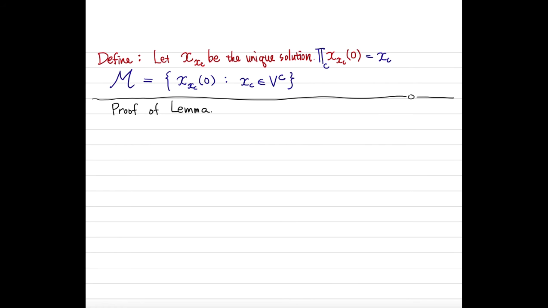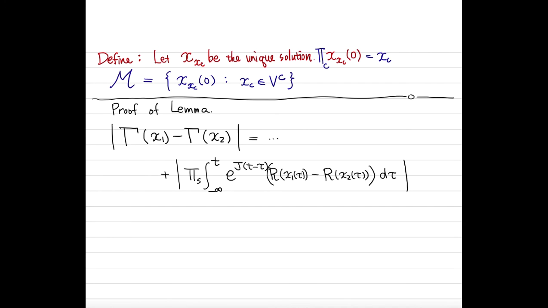Okay, let's prove the lemma about the contraction mapping. We just want to estimate that the difference is smaller than before applying the gamma. So we want to bound this difference by x1 minus x2, for example. There are several terms, but let's just use one of the terms. Let's consider the stable projection part. The projection to the stable part is of the following form, and let's take a bound of this term.